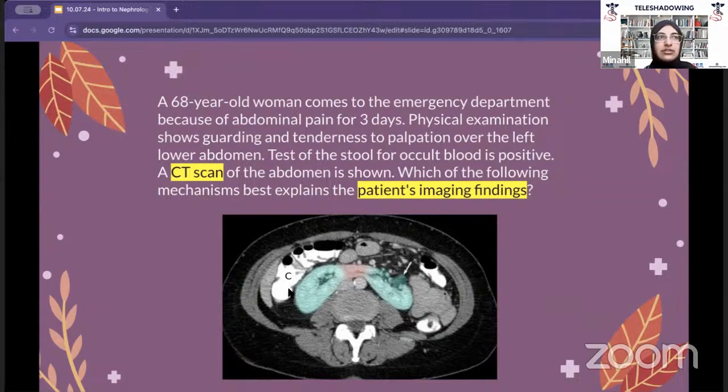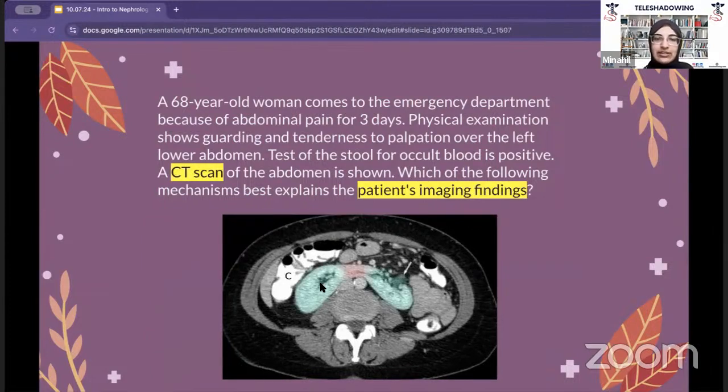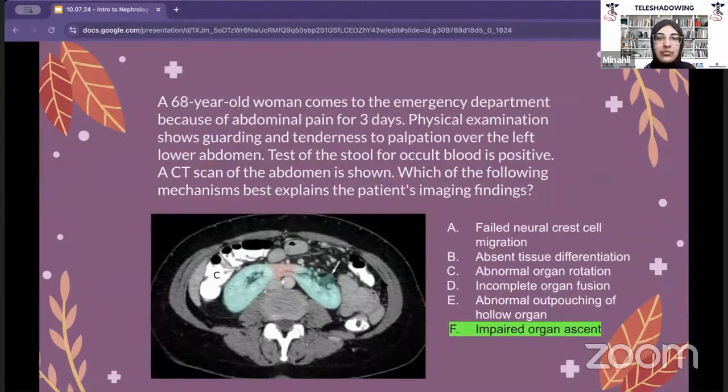So let's focus on this patient's imaging finding. Now, what does this kind of remind you of? These two kidneys looking like a specific shape we talked about. It's looking like a horseshoe kidney. So if this is a horseshoe kidney, how did this happen, right? This is kind of like a two-step problem. You identify this as a horseshoe kidney, but you need to also remember how it actually happened. Like, what was the embryologic insult, or what is the pathophysiology behind it? So, it's actually impaired organ ascent, and I'll explain that and remind you all how that happens.